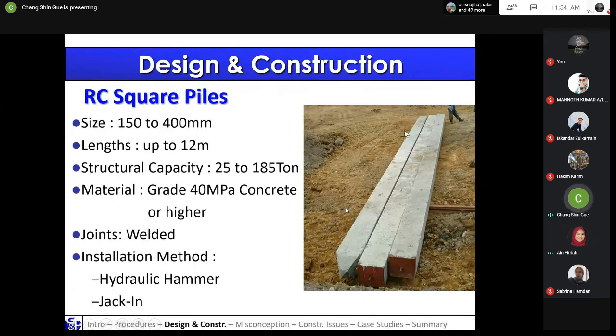But at the top of a pile, it's not just one bar. Sometimes you have to expose the reinforcement to connect it to your pile cap. Normally you have to cut the pile off at a certain cut-off level, and then you expose the reinforcement bars from the pile. So these are not the reinforcement bars. This is actually a connection.